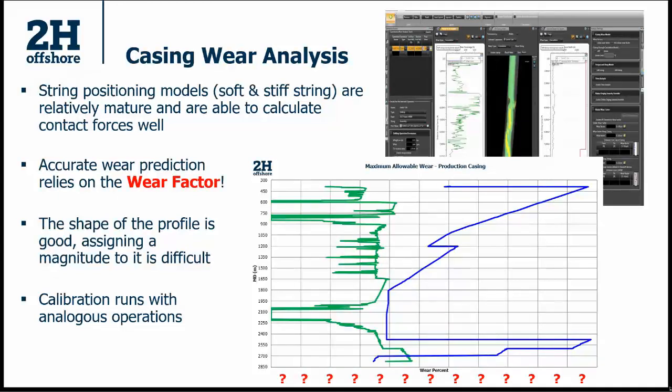So the nicest method, if you have the data, is to do calibration runs with analogous operations. If you have any measured data from analogous wells, you can calibrate a wear factor, and then you can use it. And if you can get a good calibration, you can assume that your wear simulation is going to be reasonably accurate for the upcoming operations.